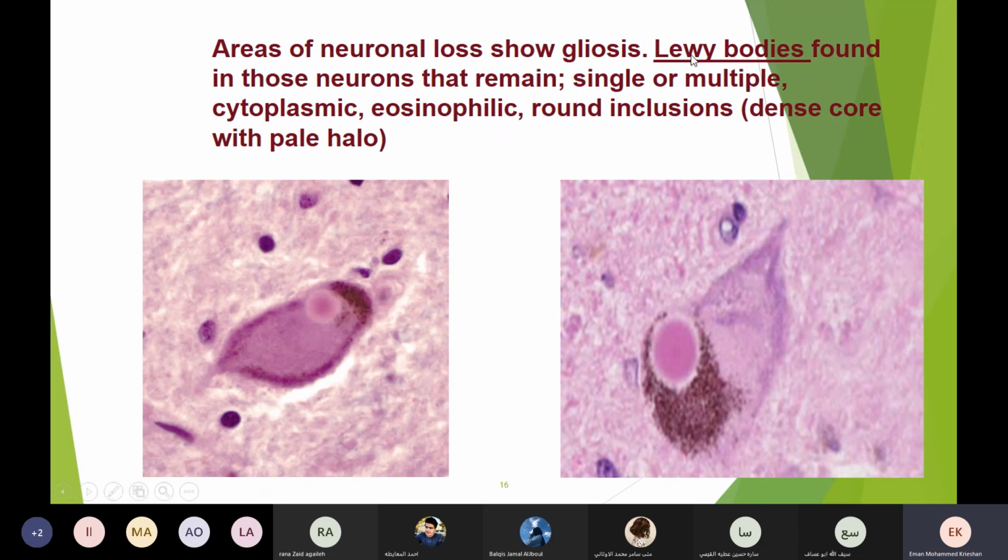Lewy bodies are inclusions that are characteristic of Parkinson. These are the Lewy body, the eosinophilic material here, surrounded by a pale halo. This is the halo here, okay? They are cytoplasmic. They might be single or multiple in areas of gliosis. These are the glial cells, and these are the Lewy bodies, which are characteristic of Parkinson disease.